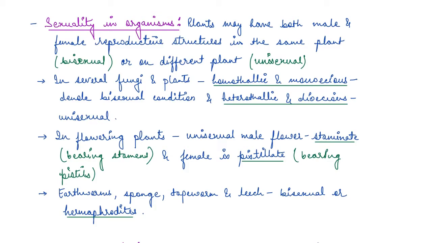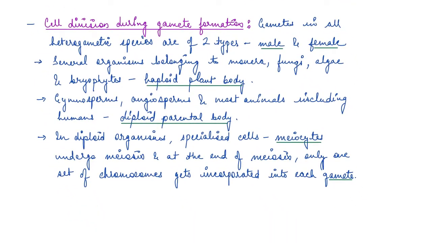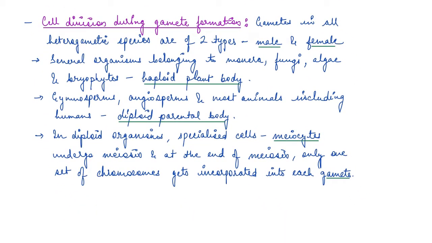Now, the next topic is cell division during gamete formation. How do the gametes form? How does cell division occur when the gametes are formed? Gametes in all heterogametic species are of two types, male and female. Gametes are haploid, though the parent plant body from which they arise may be either haploid or diploid. The haploid parent body produces gametes by mitotic division.